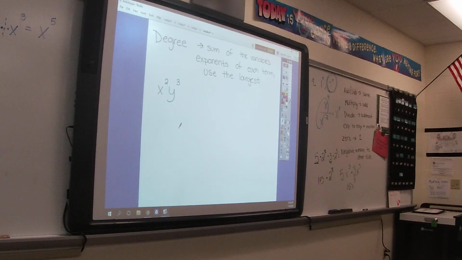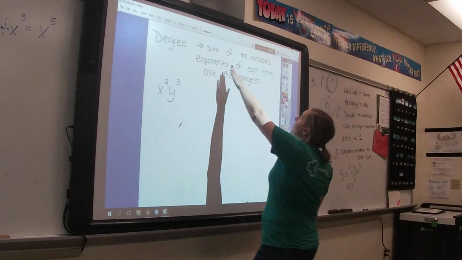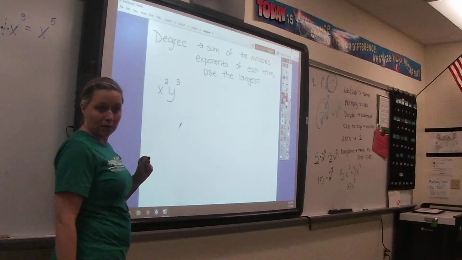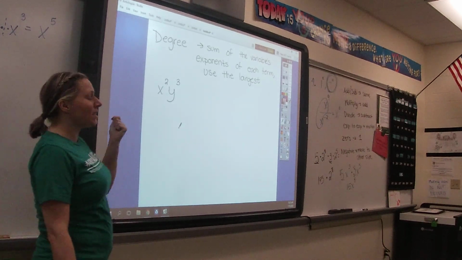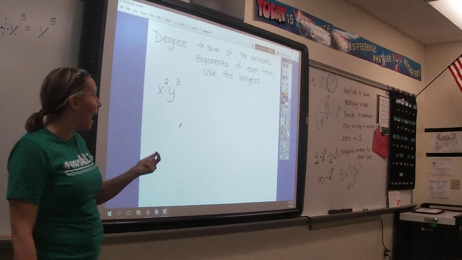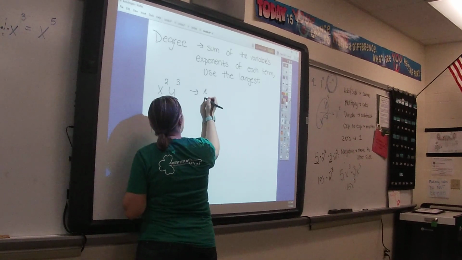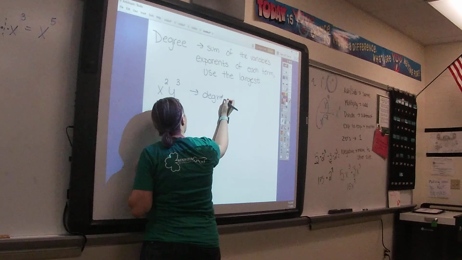Okay, since this is only one term, we are going to find the sum of the variable's exponents. So what does sum tell us to do? Add. So what is 2 plus 3? 5. So we would say that this has a degree of 5.